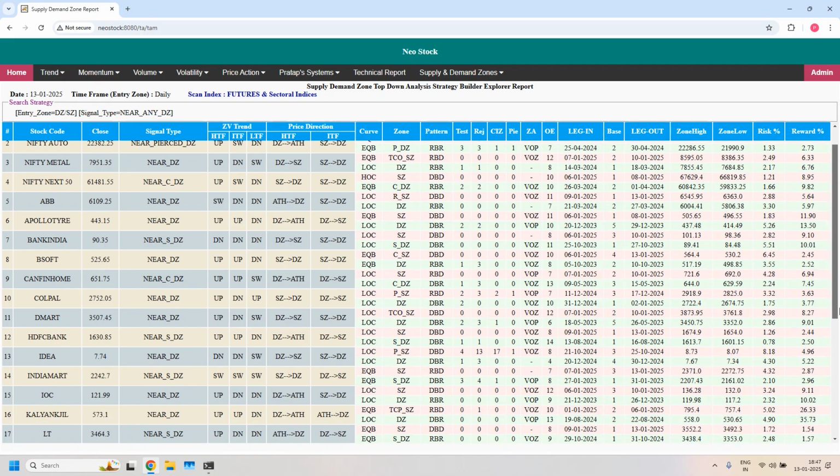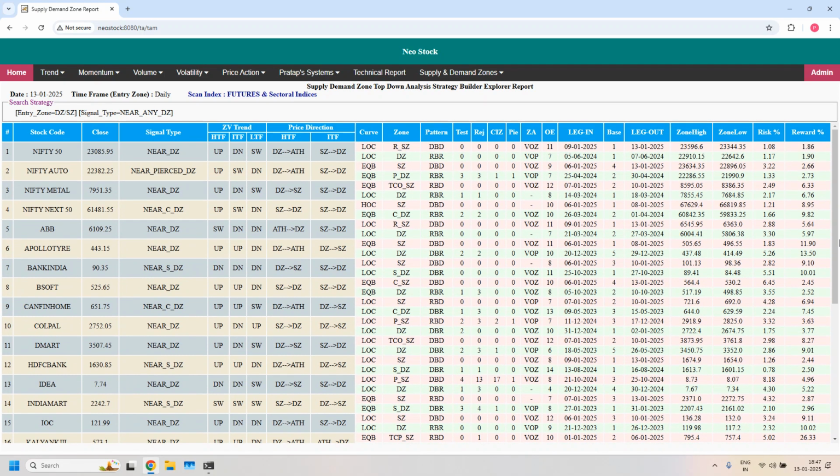Oh my God, we got a big list. 28 stocks are filtered. Daily demand zones. Let us verify high liquidity daily demand zones from this list. Nifty Next 50 is having a high liquidity zone, and also remember Nifty Next 50 is listed in F&O.